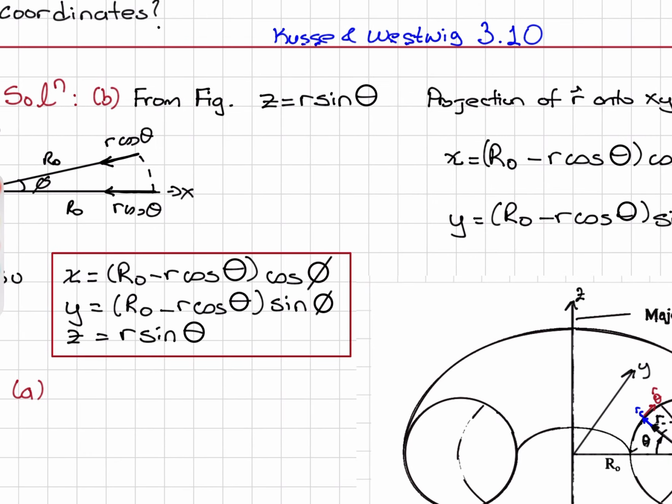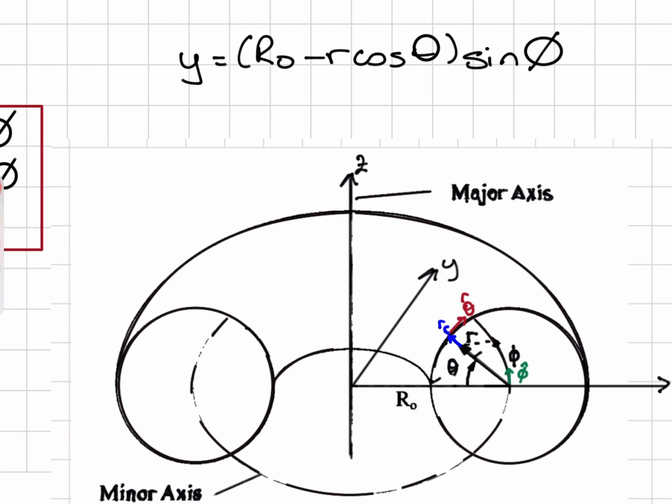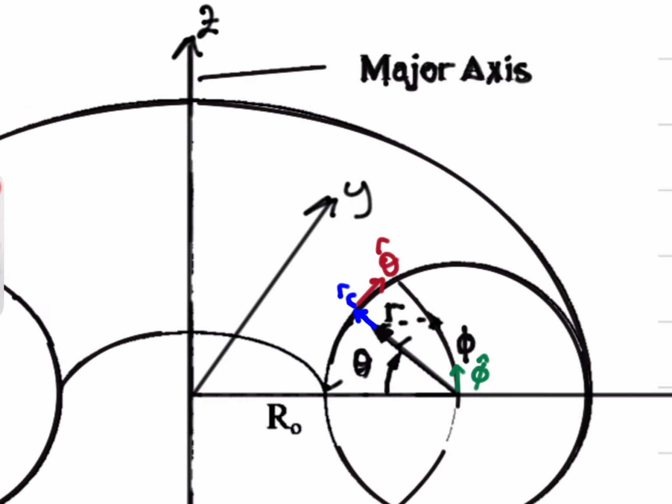So it's r0 minus r cosine theta cosine phi for the x component, and r0 minus r cosine theta sine phi for the y component. Now, in part A, I was asked to draw the unit vectors. If I change these r, theta and phi coordinates by a small amount, I can see where the unit vectors will point.